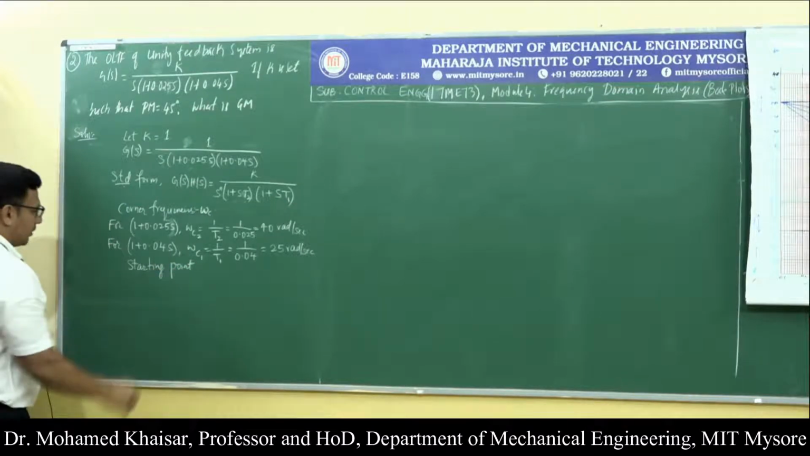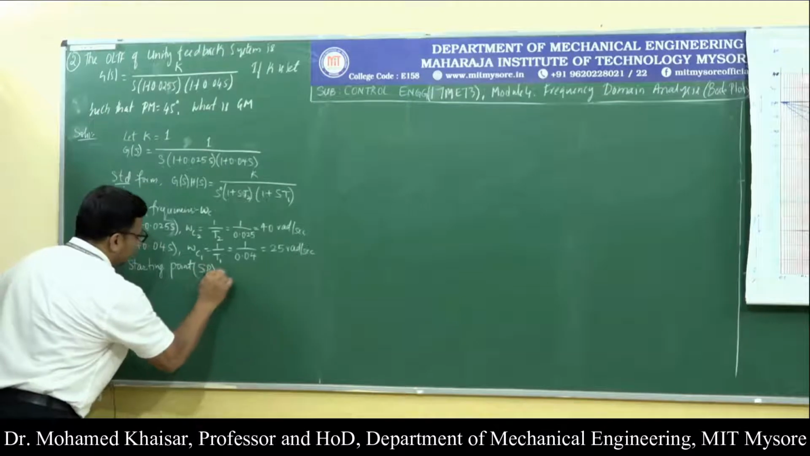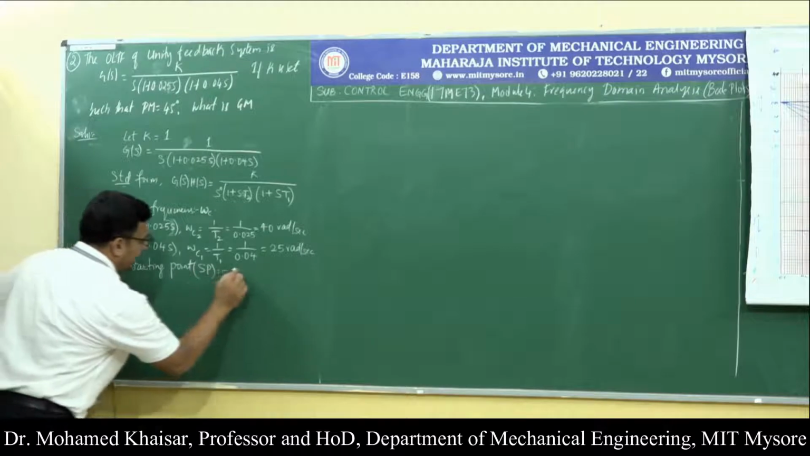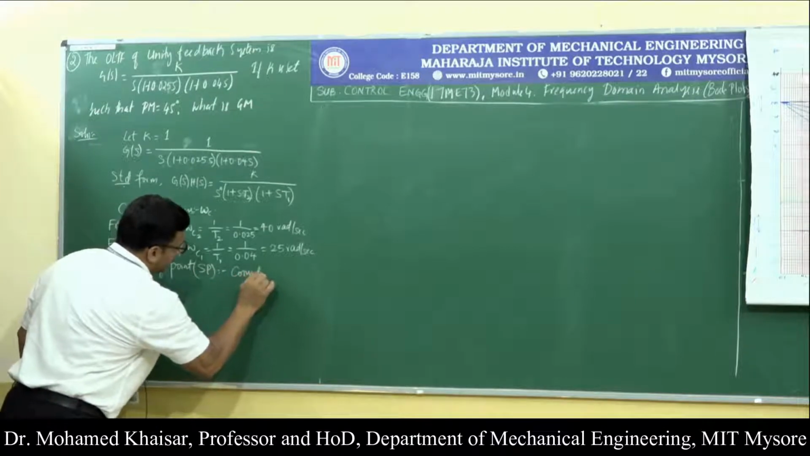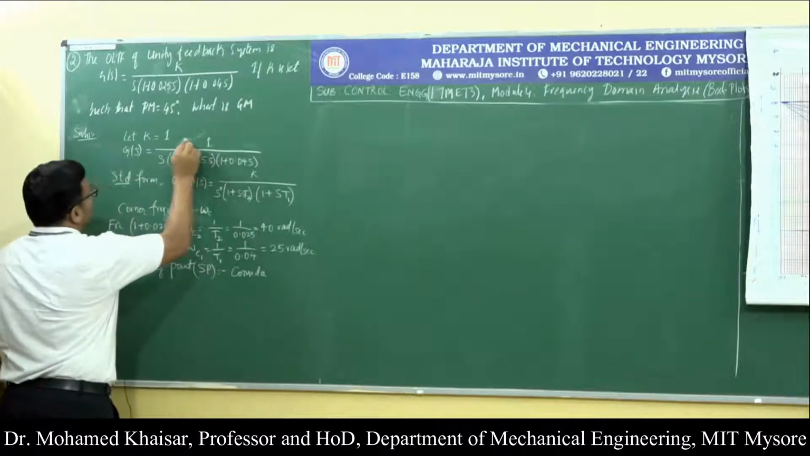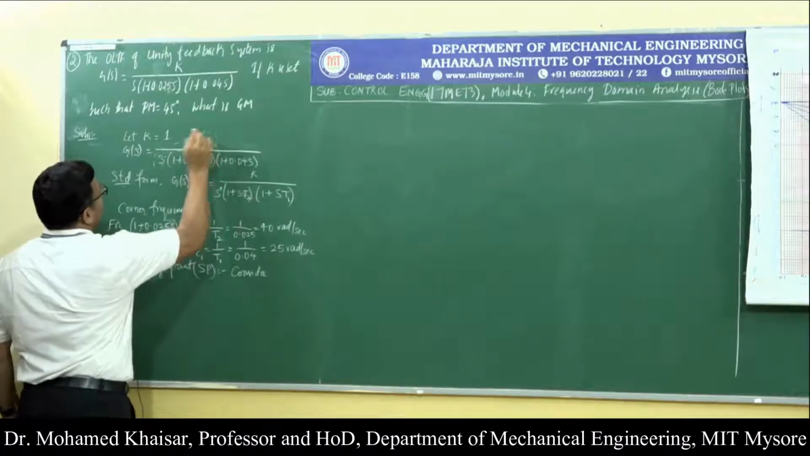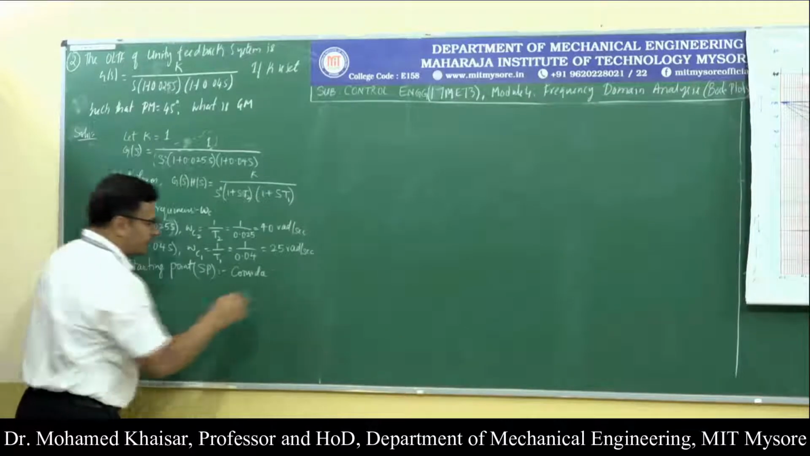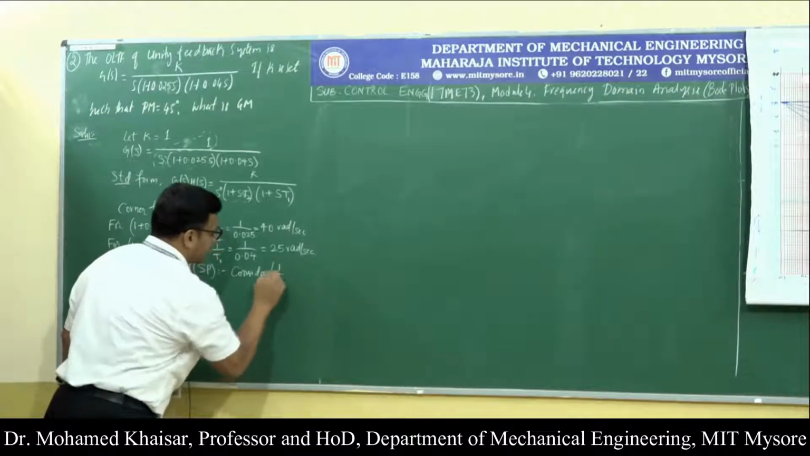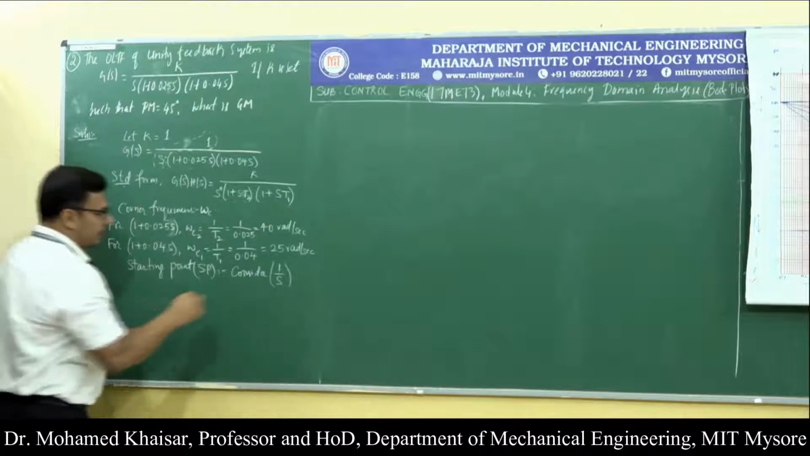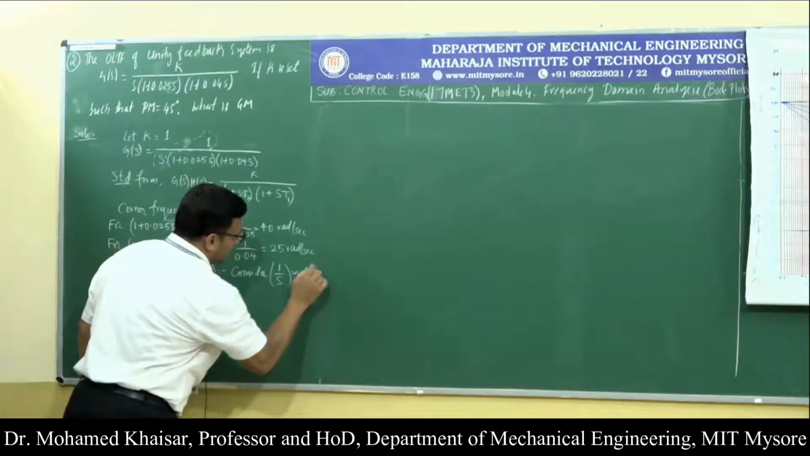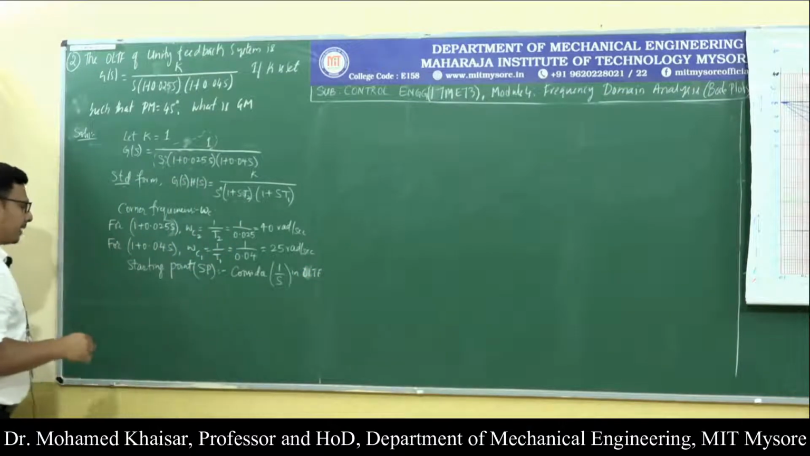Starting point, SP. Now I will consider this part, 1 by S, of the given transfer function. Consider 1 by S in the given OLTF.